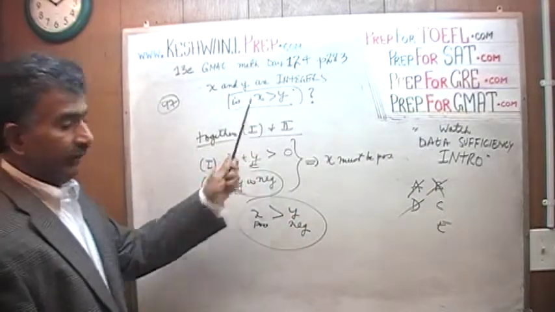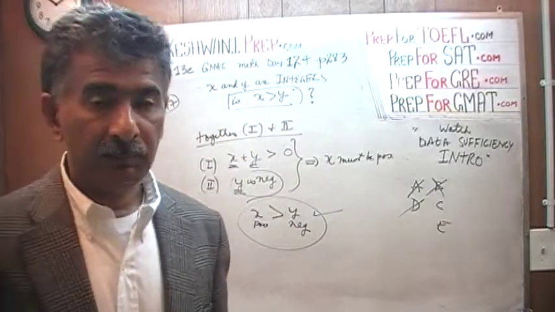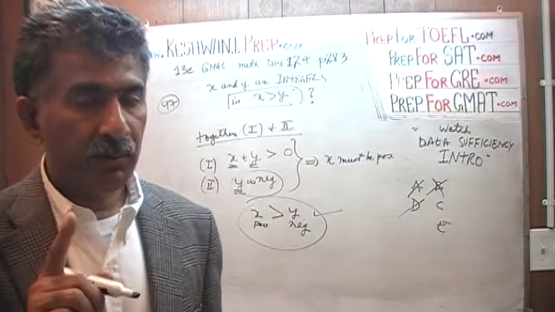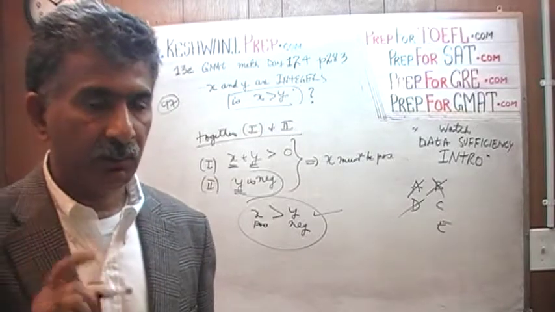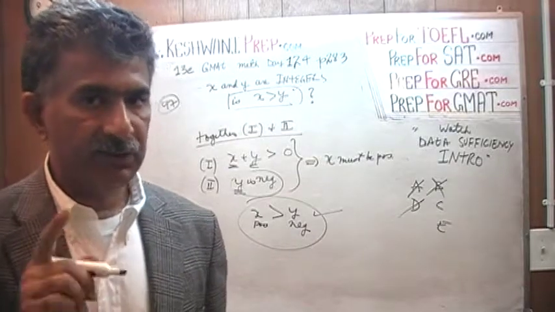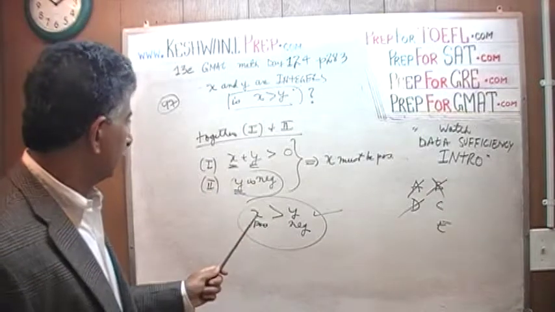Is x more than y? The answer is yes. We do not know the exact value of x and y, but we don't need to know that. All we have to understand here is that putting the two statements together, we arrive at a conclusion that x, whatever it is, is some positive quantity, and y, whatever it is, is a negative quantity.